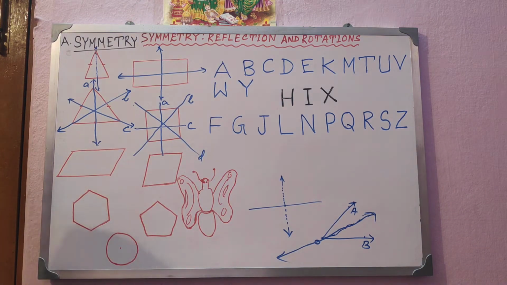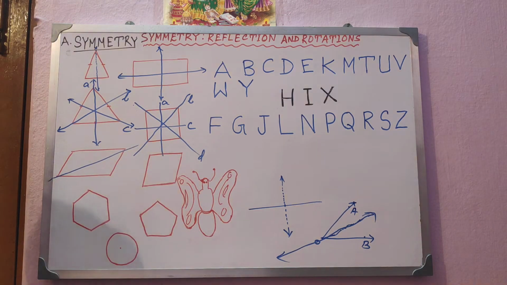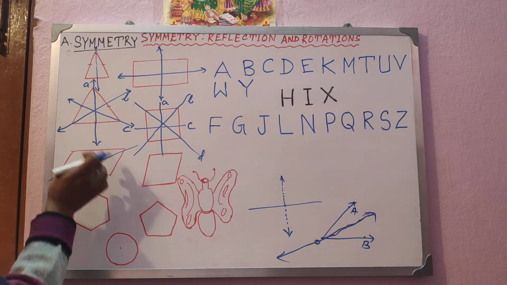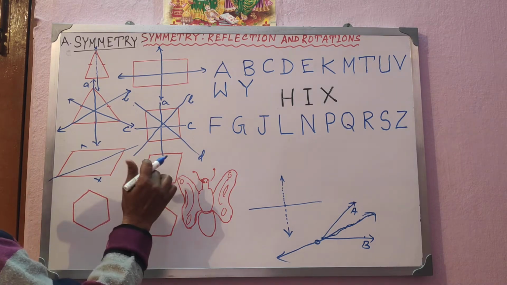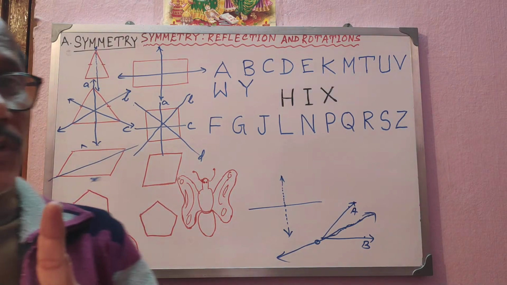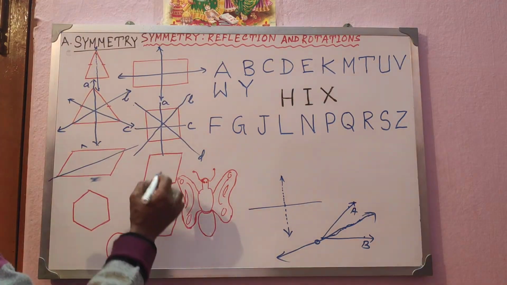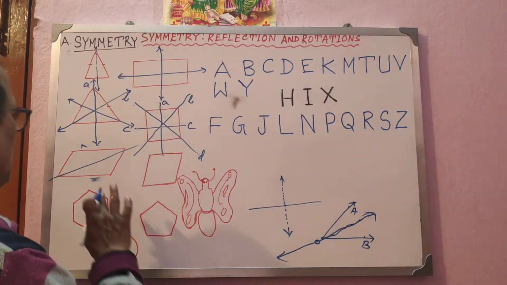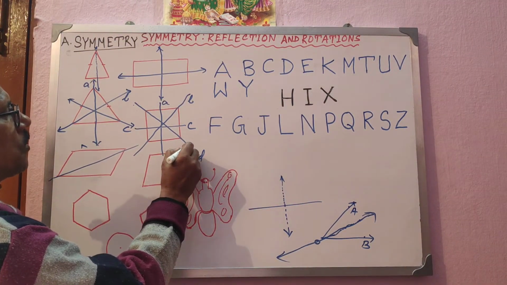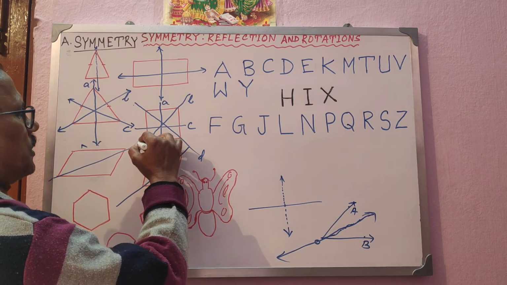Take the case of a parallelogram. Will it have a line of symmetry? No, it doesn't have a line of symmetry, because if you fold this part, it will not superpose; this will come here, this part will come here. Could you understand? Parallelogram doesn't have a line of symmetry. But take the case of a rhombus, you draw an axis through this, draw an axis through this.